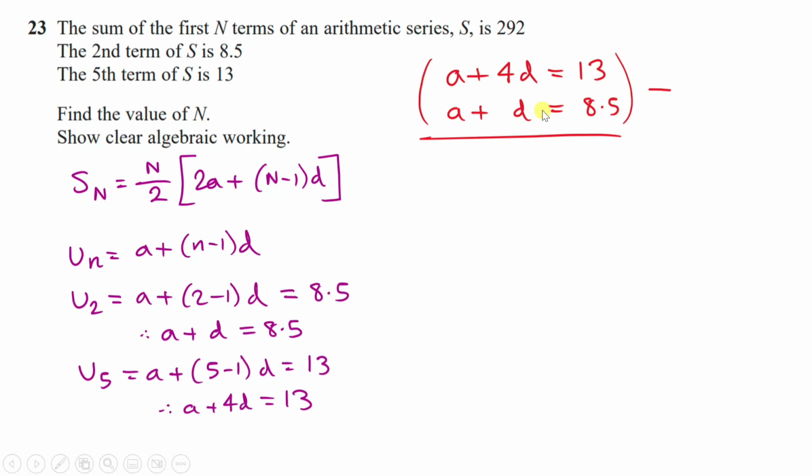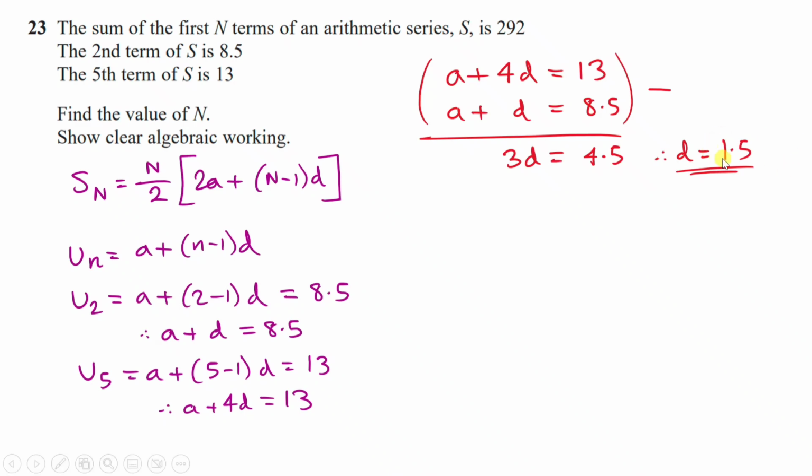So now, pulling these two equations across, we can use simultaneous equations to subtract them, or any other way to get the values of a and d. I prefer this way because you've got a already. It's literally lined up for you. So if we subtract these two equations, a take away a is nothing, 4d take away d is 3d, and 13 take away 8.5 is 4.5, exactly as you see. Now to find d, just divide by 3, and you get 1.5. So that's a common difference, meaning every single number is going up by 1.5.